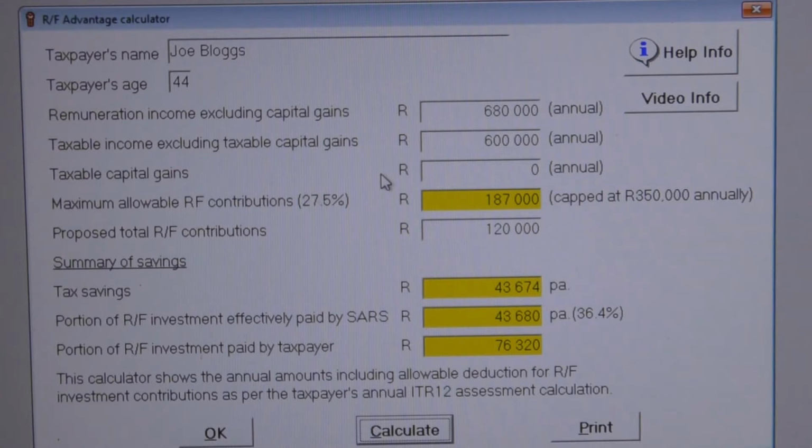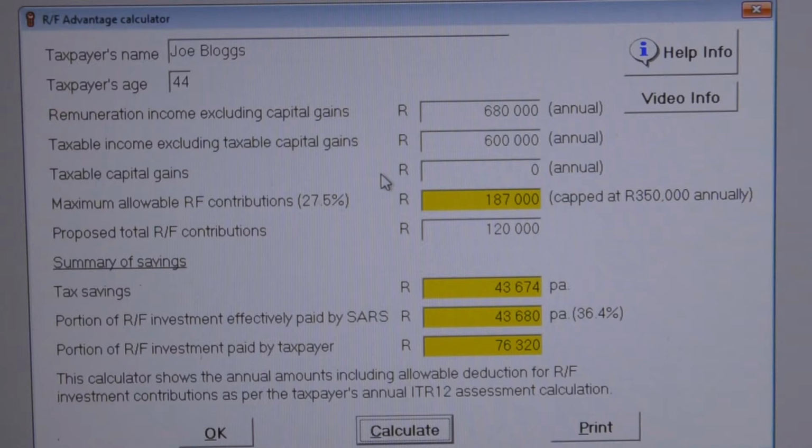As an example, our client earned a salary of 600,000 Rand and a travel allowance of 100,000 Rand. 80,000 Rand of the travel allowance is included as remuneration for pay as you earn. We've entered 680,000 for remuneration income excluding capital gains, and we've entered 600,000 for taxable income excluding capital gains, and we have said that the client has no capital gains income. We propose the client take an RA of 10,000 Rand a month.